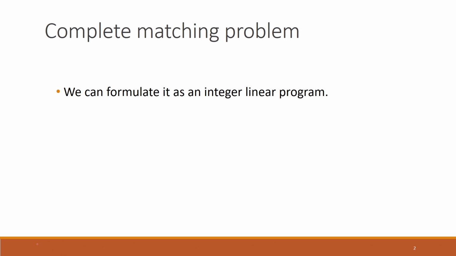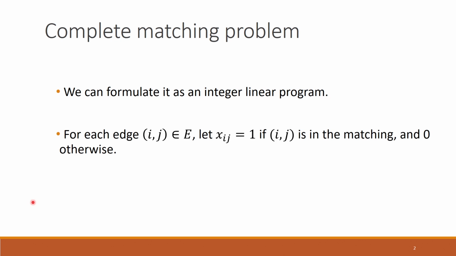In a similar way as we have seen for the other optimization problems before, this optimization problem can also be formulated as an integer linear program. So, let us define the decision variable that we will be using in this optimization formulation. For every edge ij that belongs to this set capital E, let xij be equal to 1 if ij is in the matching and 0 otherwise. Then we can present the integer program as follows.